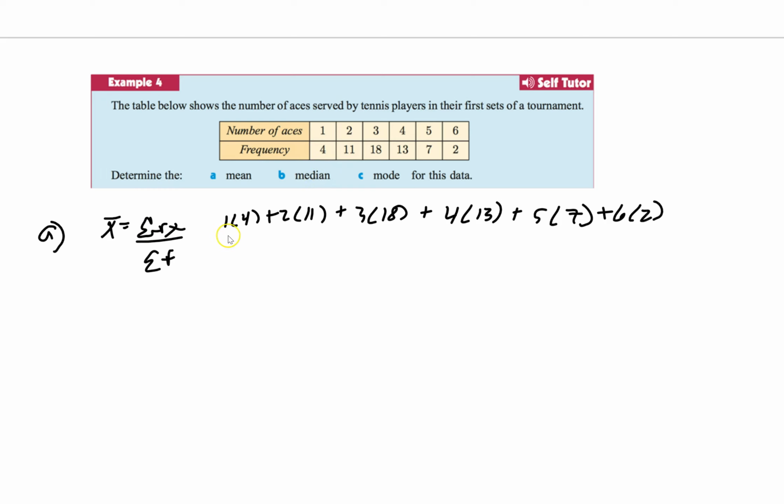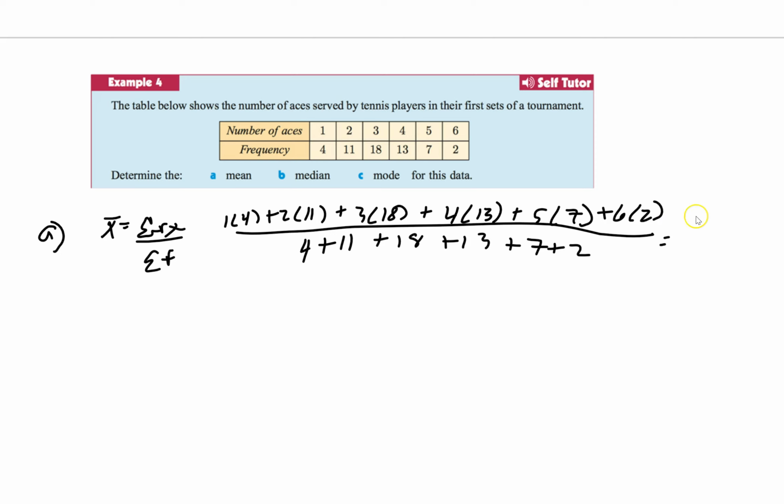The sigma means add. And divide it by the total frequency, just add up all the frequencies: 4, plus 11, plus 18, plus 13, plus 7, plus 2. Then divide those two answers together, you get your mean. That's going to be 55 on the bottom. That's some number over 55, whatever that turned out to be.